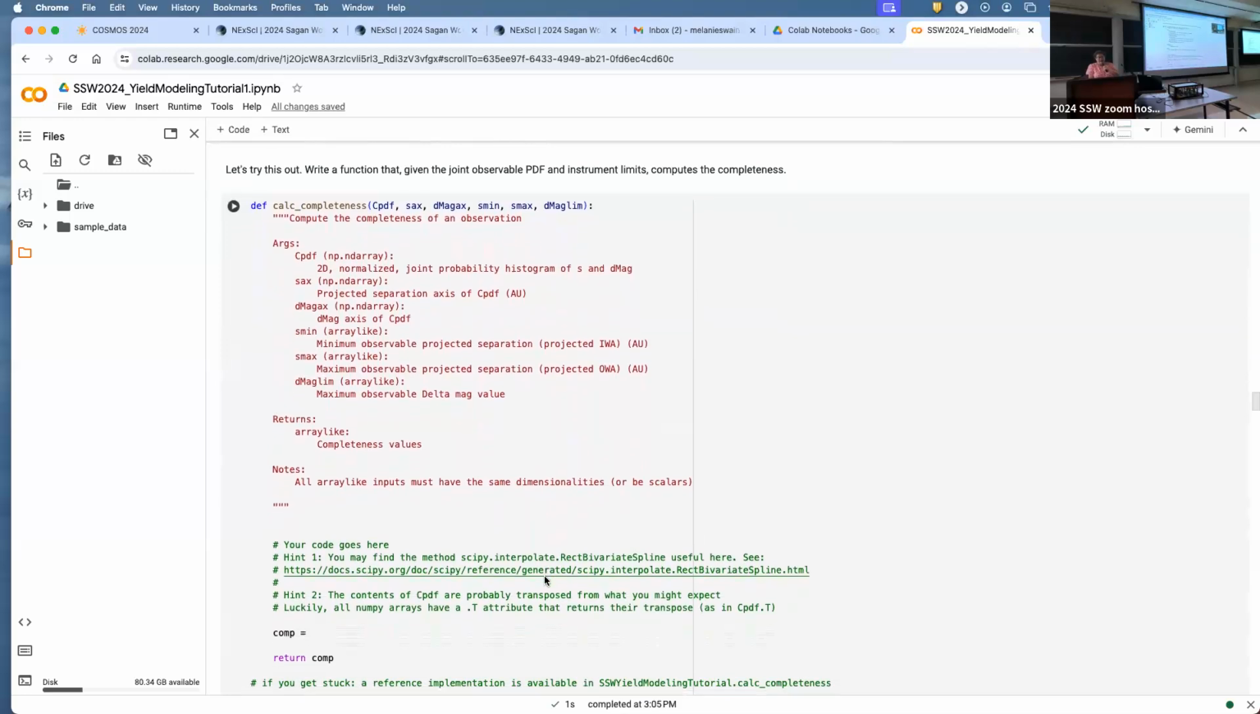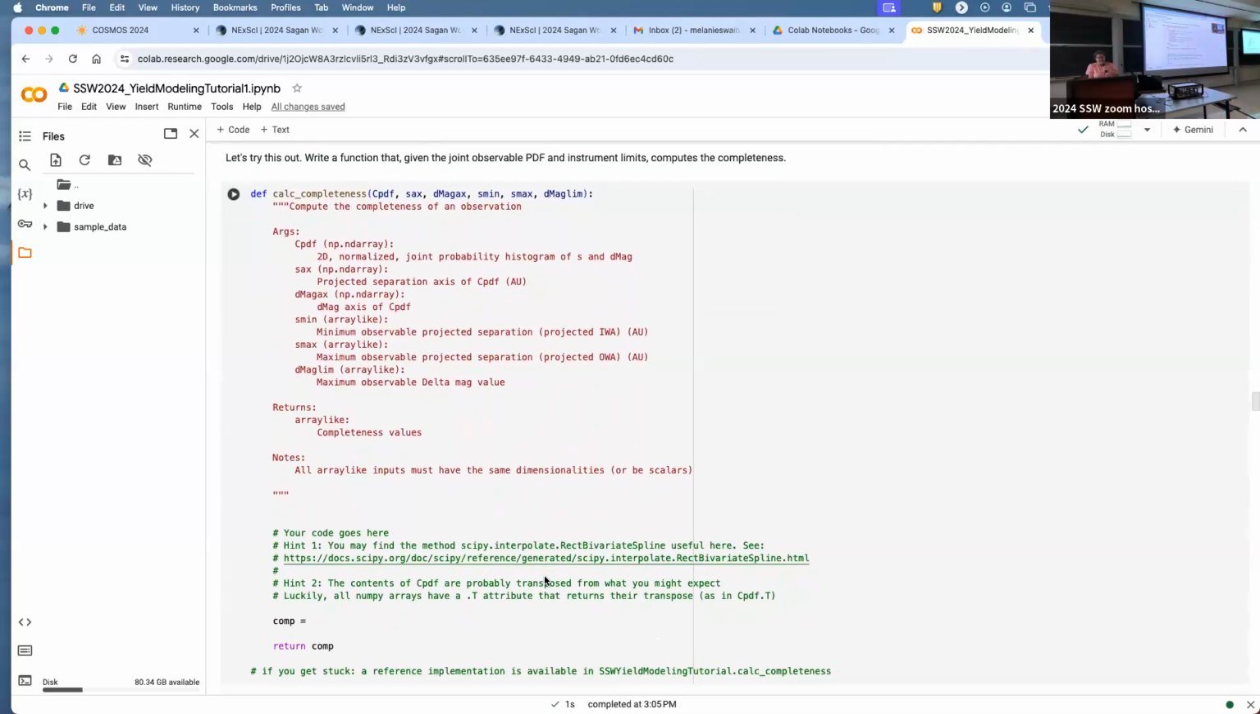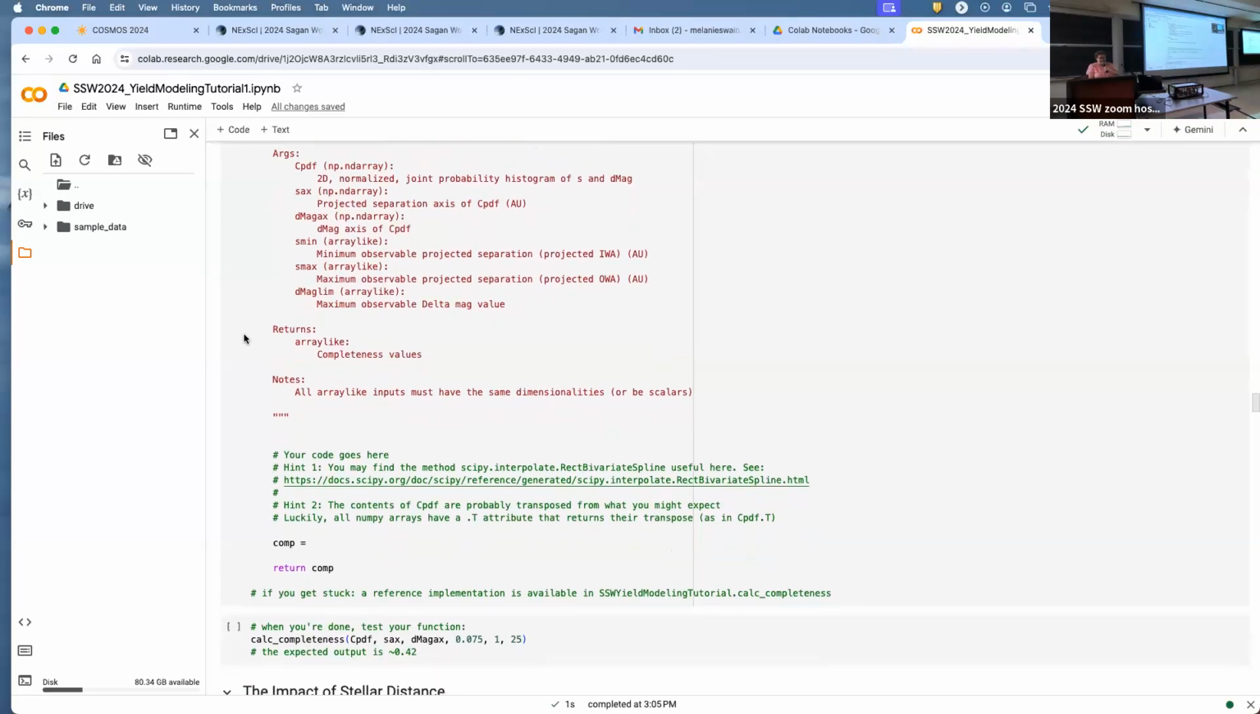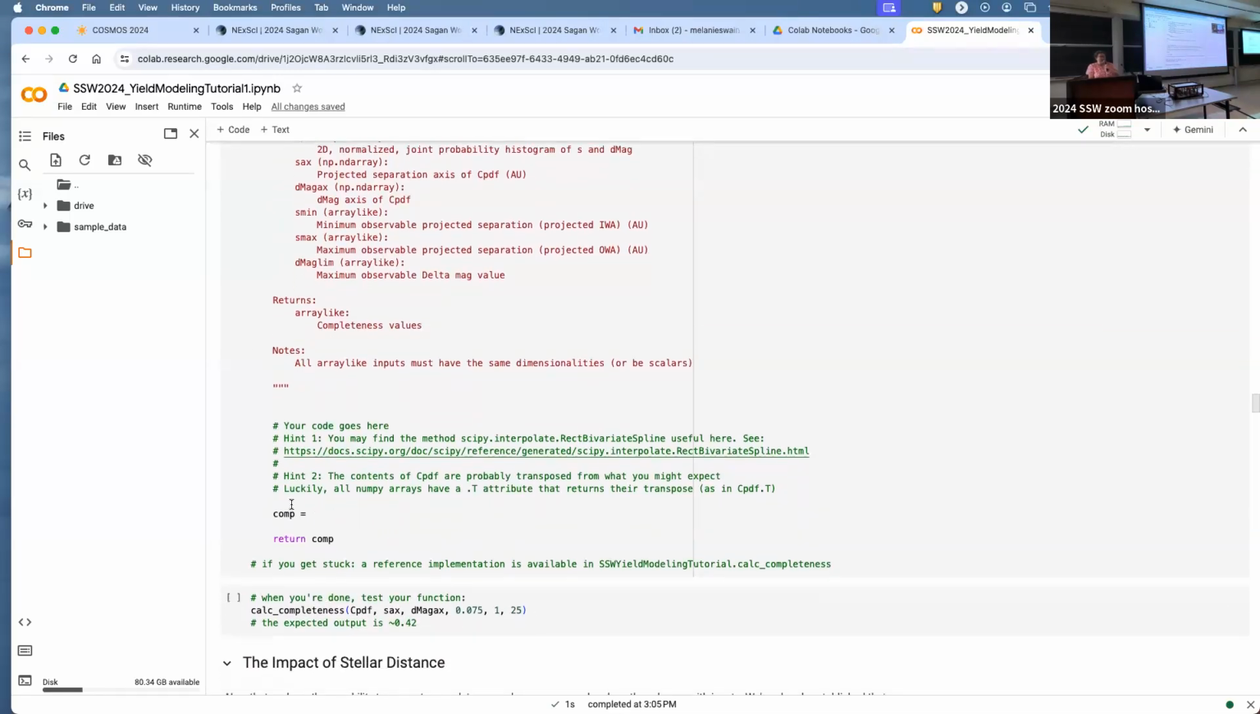So we're going to try it out. And this is your opportunity to write what completeness is, how you are going to sum over that box in the probability distribution function. Now there are some clues here. There's this rectangular bivariate spline. And you may think, what does a rectangular bivariate spline have to do with integration?